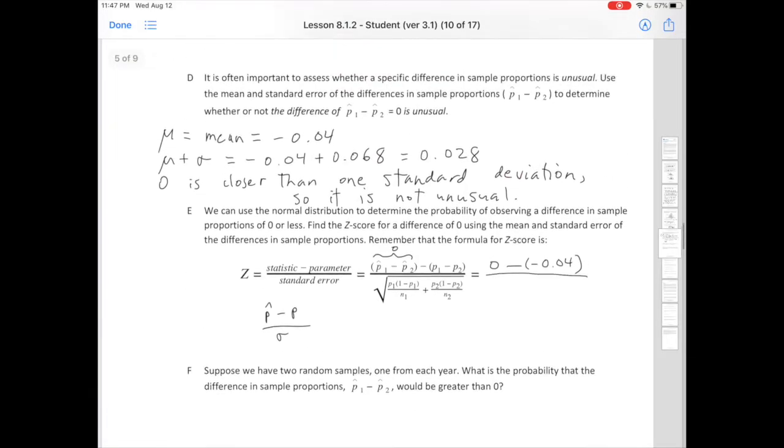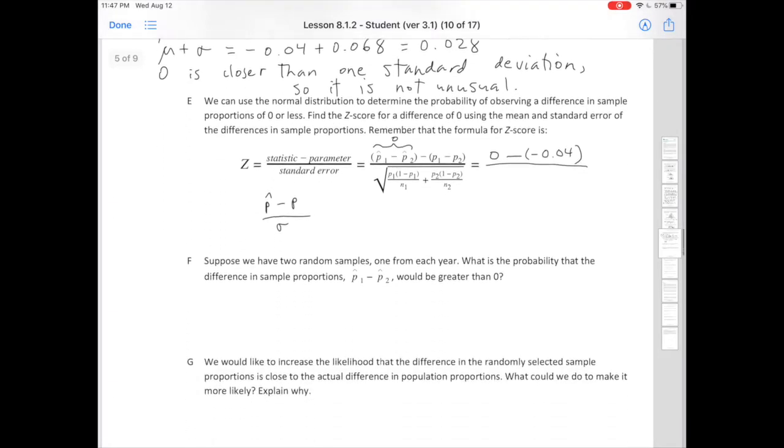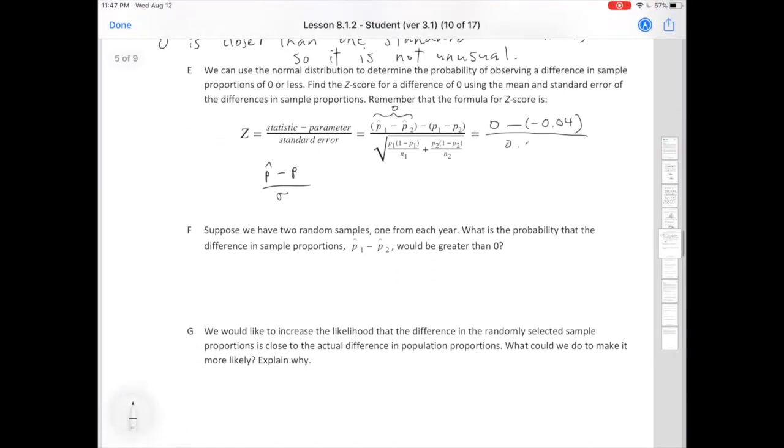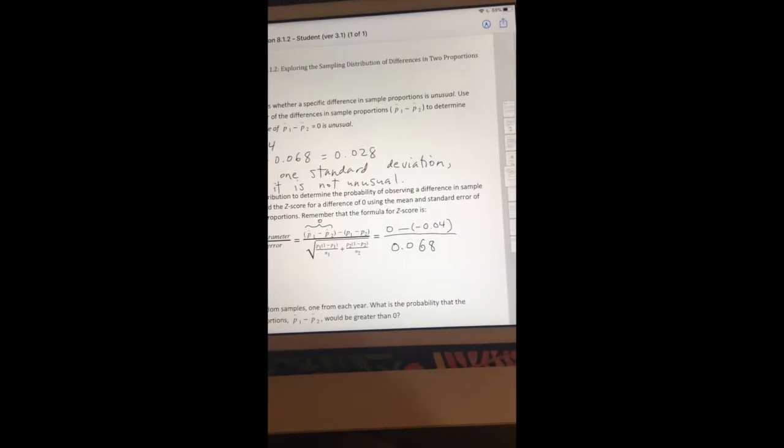Divided by, we already did this bottom division. Sorry, the square root, right? It's 0.068. So what do we get for the z-score? We need to put that in our calculator.